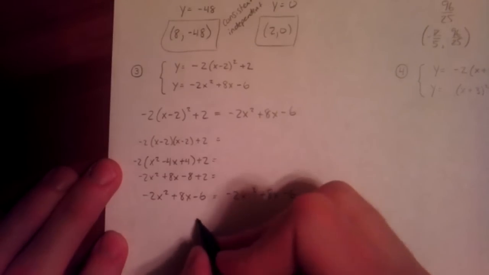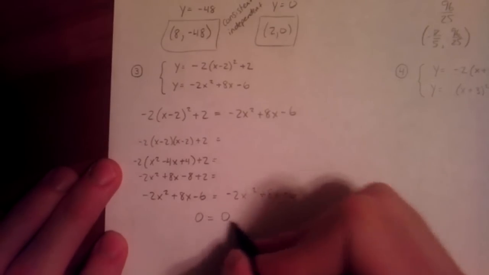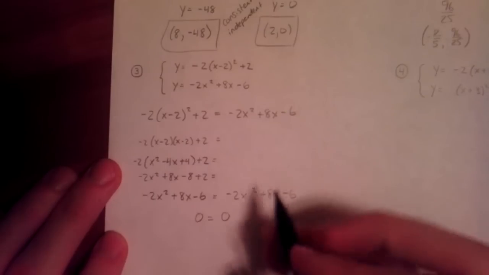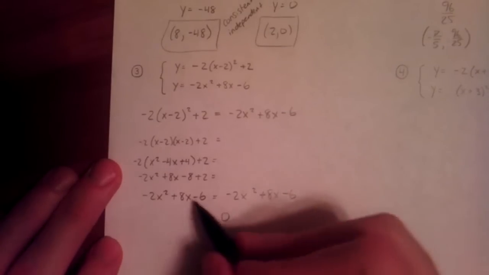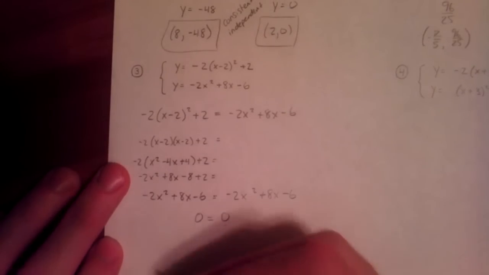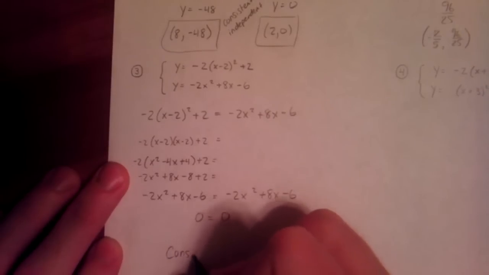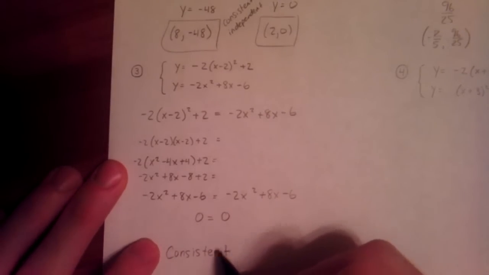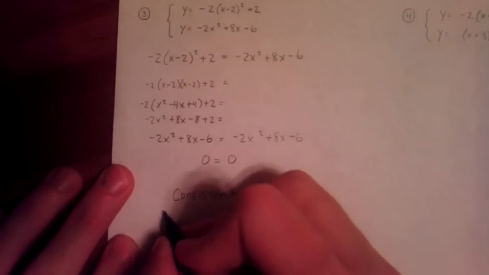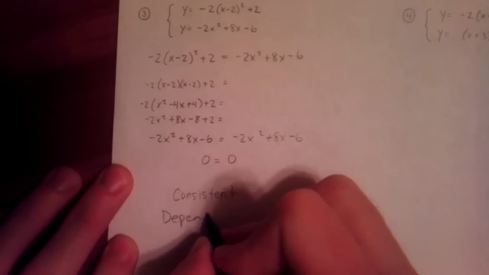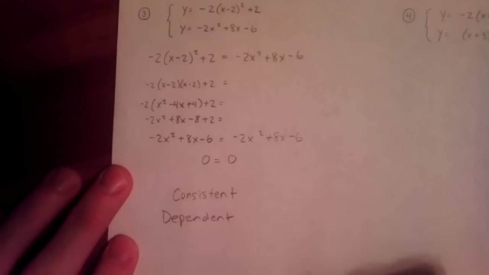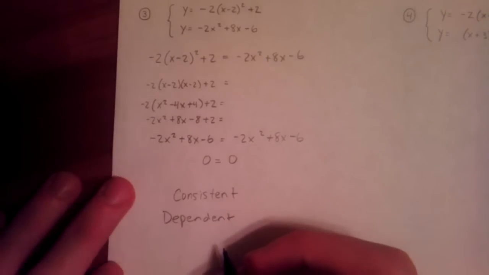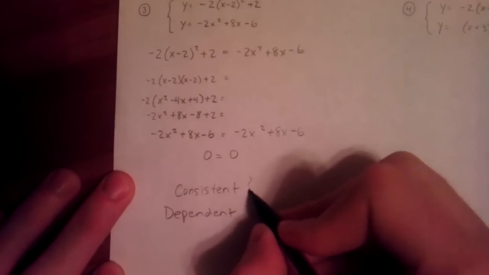So when I go to solve this, notice that I'm going to end up eventually with 0 equals 0 because both sides are identical. They're both the exact same equation. So what this means is my system is consistent. It has solutions. That's what the consistent part means. And it's also dependent because I can't count the number of solutions. There are infinitely many of them. So this is how you describe the system.